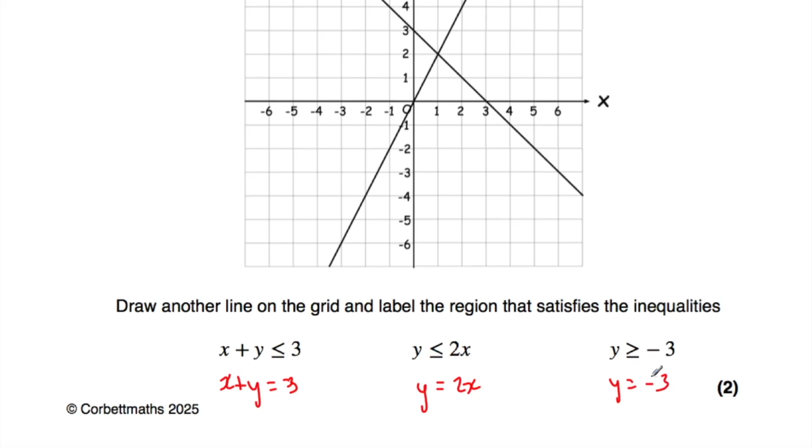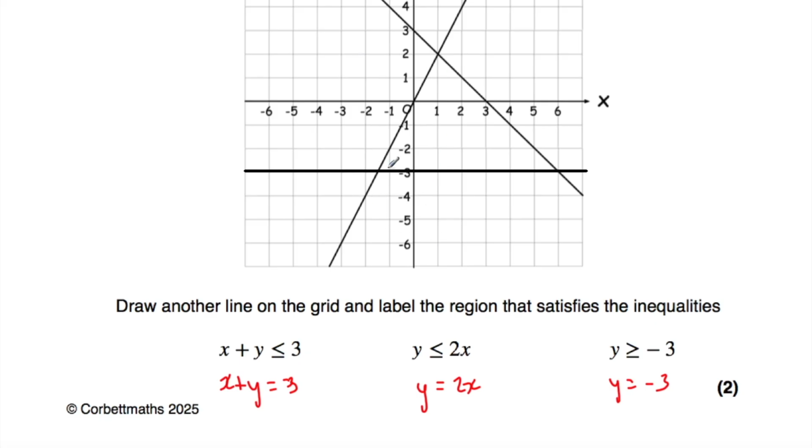So it's going to be a horizontal line that passes through negative 3 on the y-axis, because remember, it's all the points with a y-coordinate of negative 3. So 4, negative 3, 5, negative 3, 1, negative 3, and so on. So it's going to be a horizontal line that passes through negative 3 on the y-axis, so something like that. Now we need to find the region that satisfies all of the inequalities.